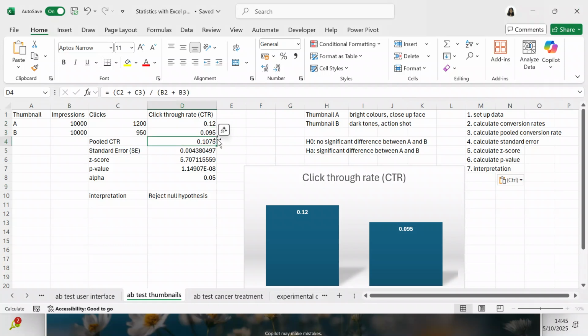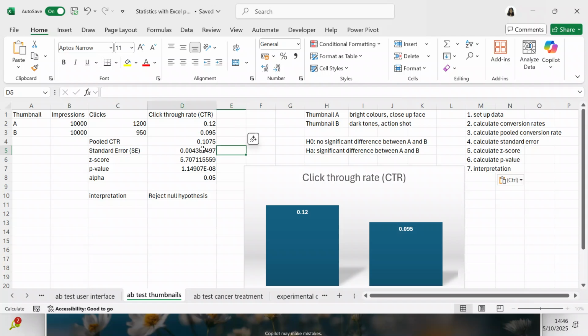So we're going to pool our click-through rate, which is C2 plus C3 divided by B2 plus B3. C2 plus C3 is 1,200 plus 950, divided by B2 plus B3, which is 10,000 plus 10,000, and it gives you a pooled click-through rate of 10.75%.